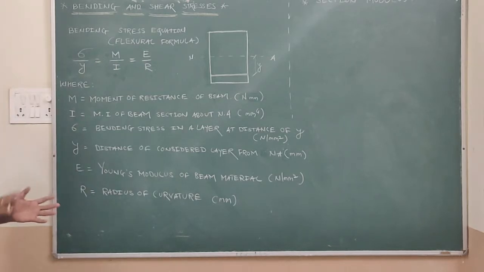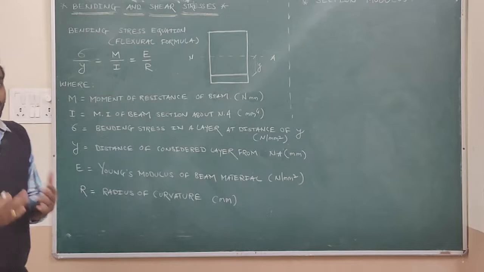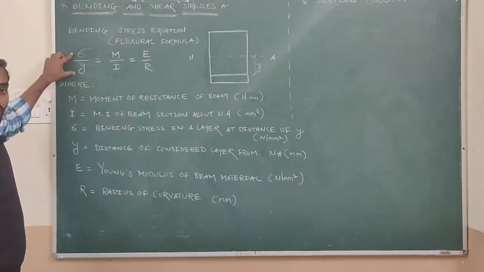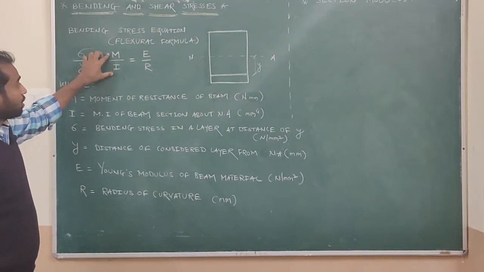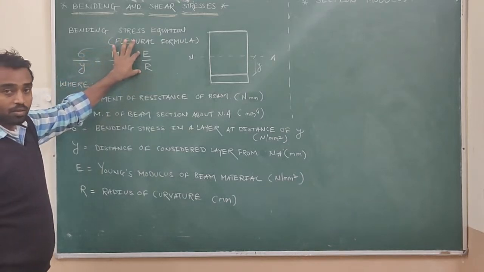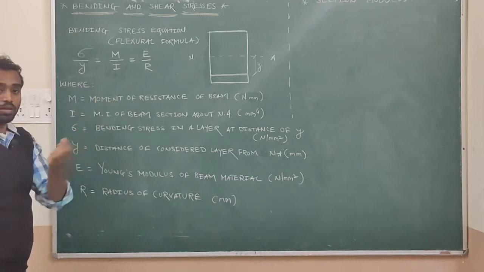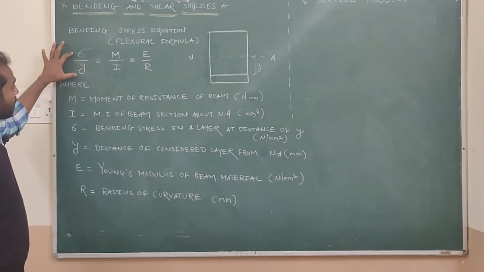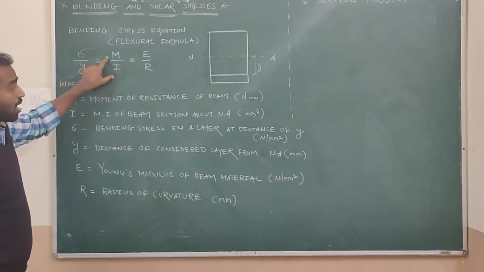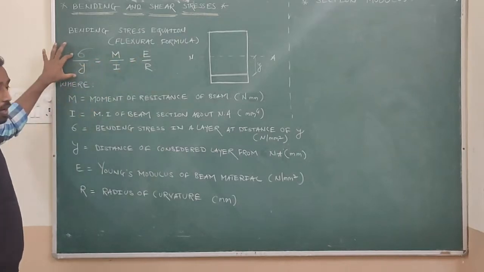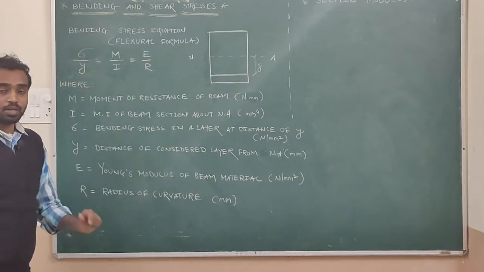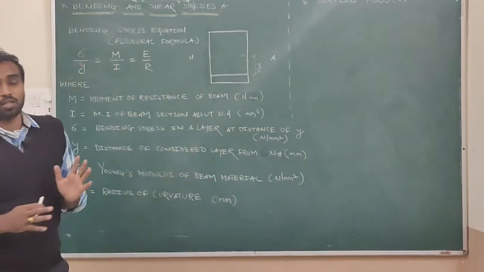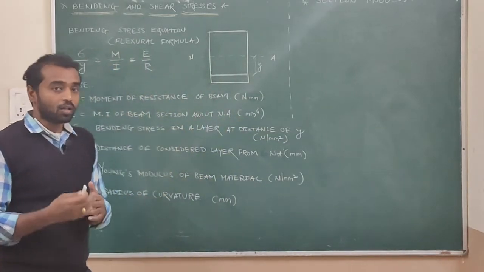Now how to remember this particular formula from the exam point of view? It is very simple. You can remember it as sigma by y is most important for exam result. So this is one trick where you can remember this formula, that is sigma by y is equals to M by I is equals to E by R. Now there are 6 terminologies in this formula. What are those terminologies?